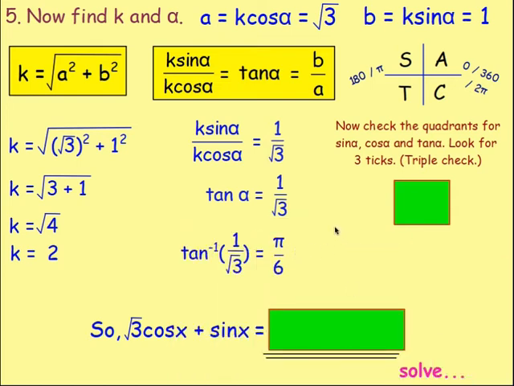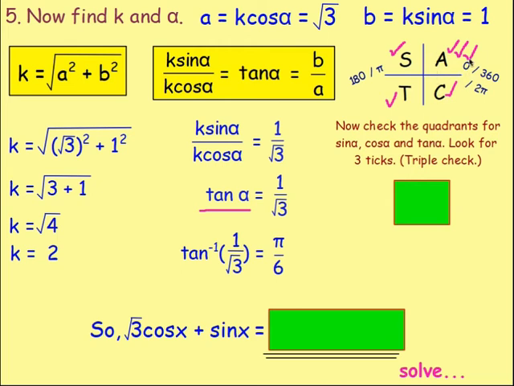Excellent. You do need to use CAST to work out which quadrant you are using. Cos here is a positive number, root 3 is positive, and cos is positive in A and C. Sin is a positive number, it's just 1, and sin is positive in S and A. And tan alpha, 1 over root 3 is a positive number, and that's positive in T and A. Look for 3 ticks. If you don't have 3 ticks, you've made a mistake.